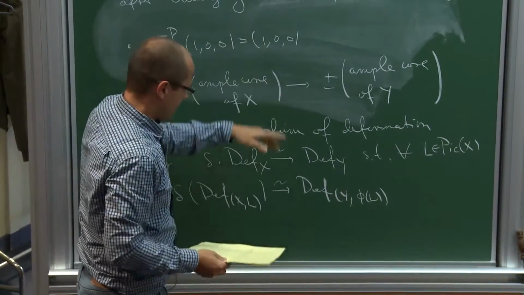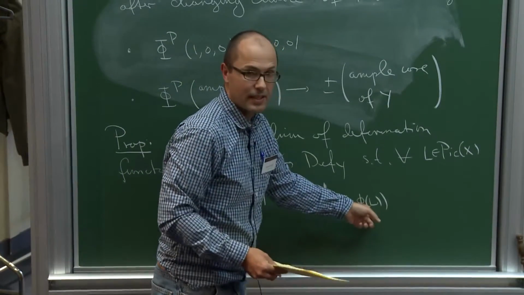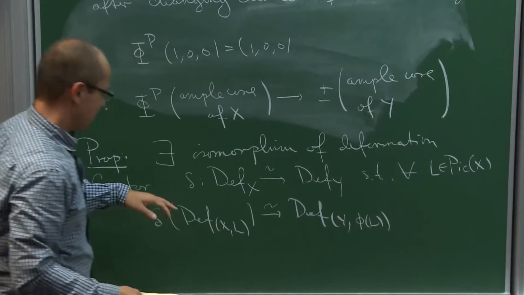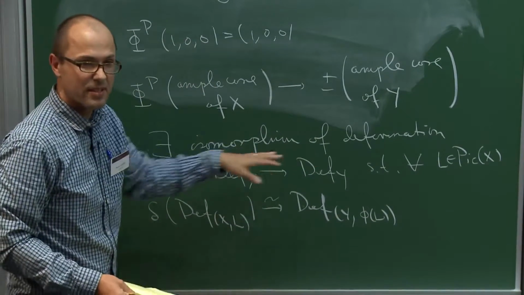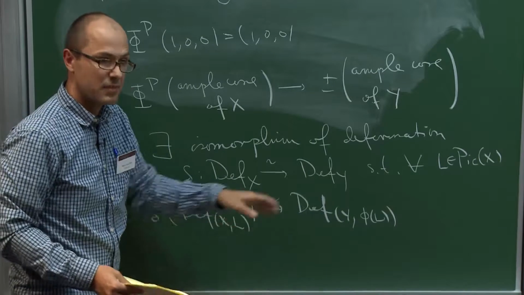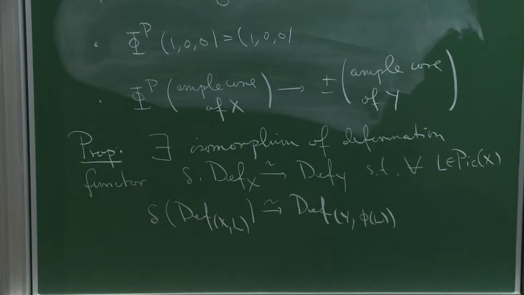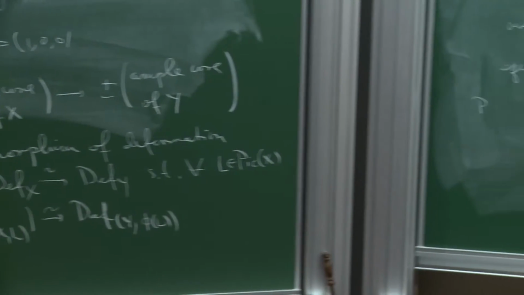and because of the way I set it up, this is the class of a line bundle. Okay, so in other words, you can use the Fourier-Mukai transform to identify the deformation spaces in a way that matches up the line bundles. So I'll explain. Yeah.